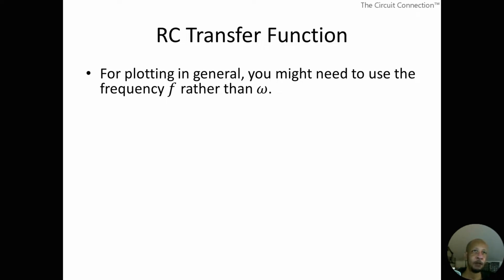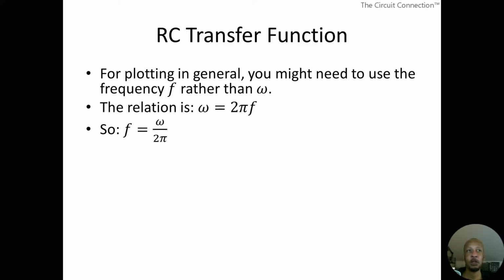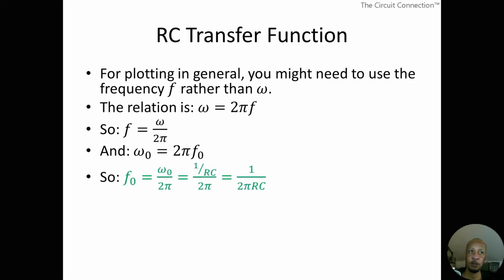frequency F rather than W. Now this is where I get into the relationship between the two of those. The relation is simply W equals 2 pi F. Okay, so then you have F equals W over 2 pi when you do some algebra there. Very simple algebra. And then you have W0 equals 2 pi F0. It just follows the same way. So therefore, F0 equals W0 over 2 pi, right?